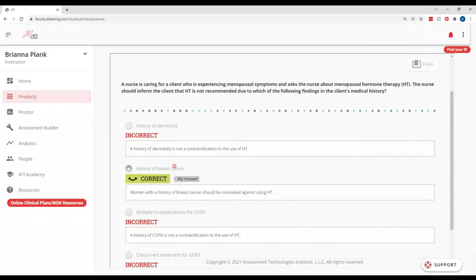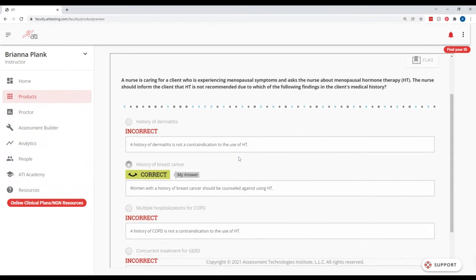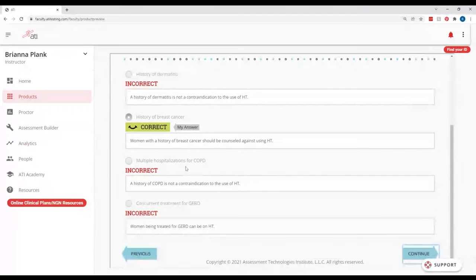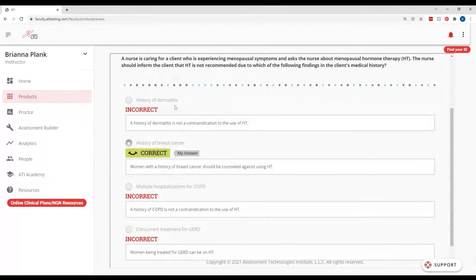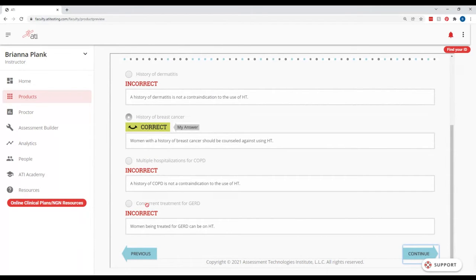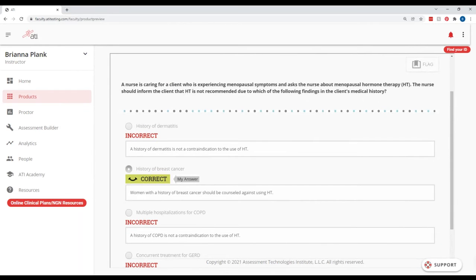So history of breast cancer. So breaking this down a little bit more, if you're not sure, like, oh my gosh, I totally can't remember, which of these things is actually related to hormones? Well, dermatitis, no, that's fine. COPD, that's a respiratory problem. GERD, that's a digestive problem. So if you find yourself in a question like this where you're like, oh, I really don't know, try to break it down that way. Like, which one of these choices is actually related to what it's asking me?